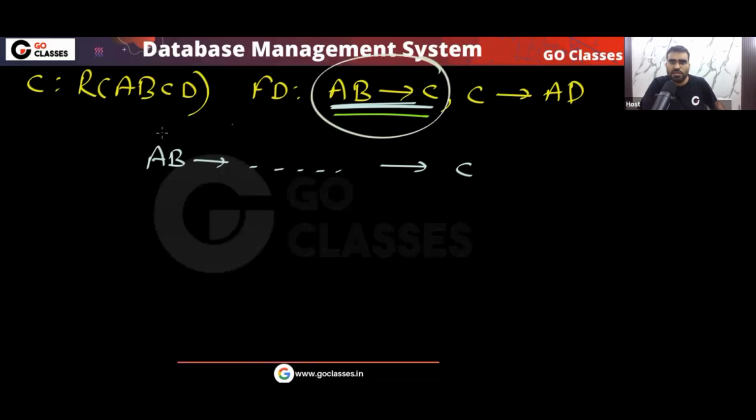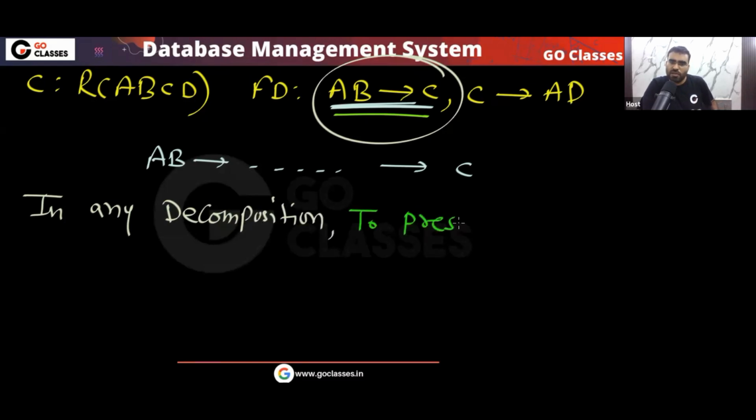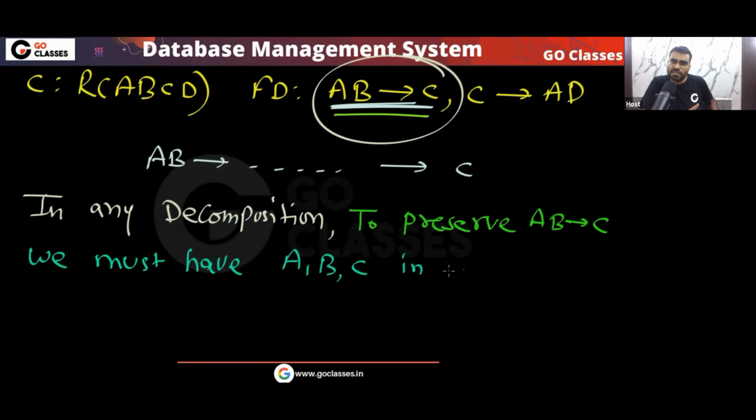Very simple point. In any decomposition, whatever decomposition you take, if I want to preserve AB determining C, we must have A, B, C in the same subrelation. Is this clear? Did you understand?